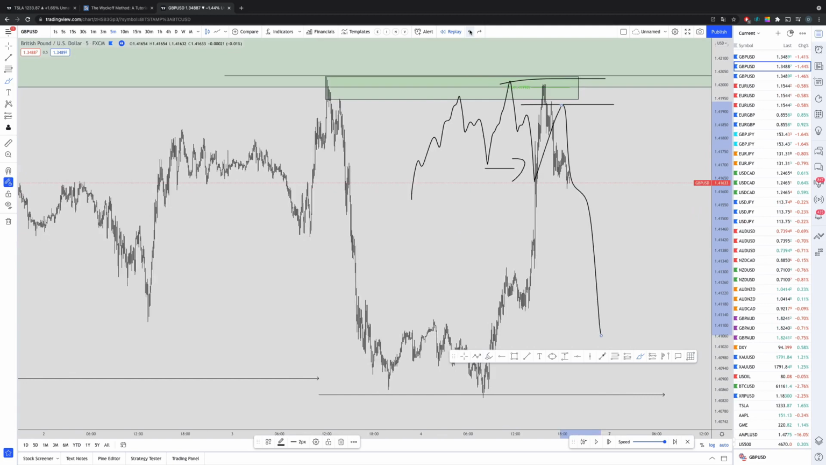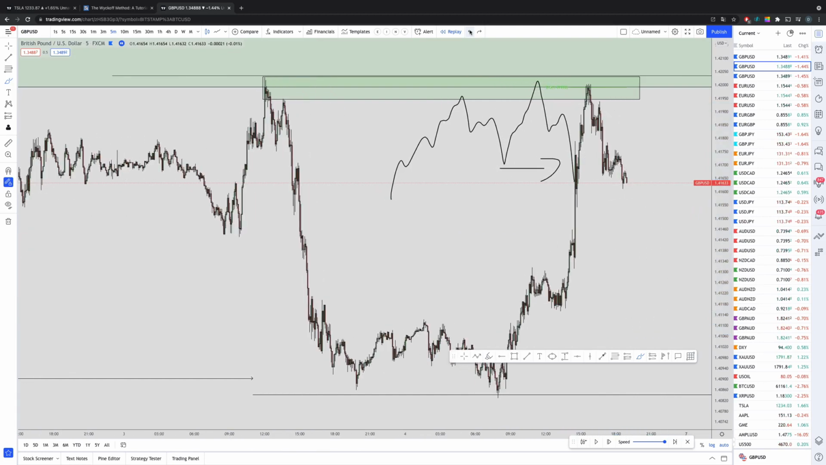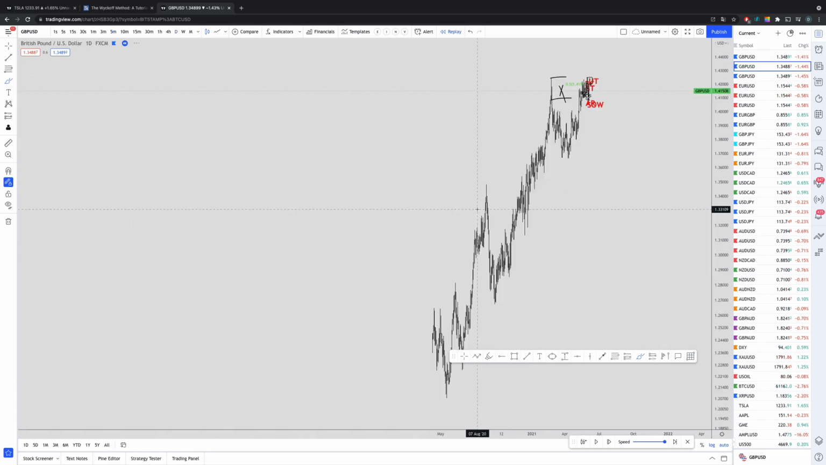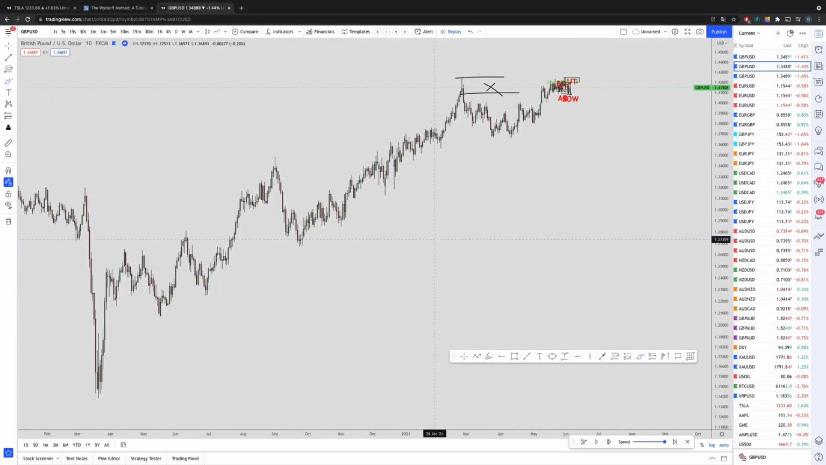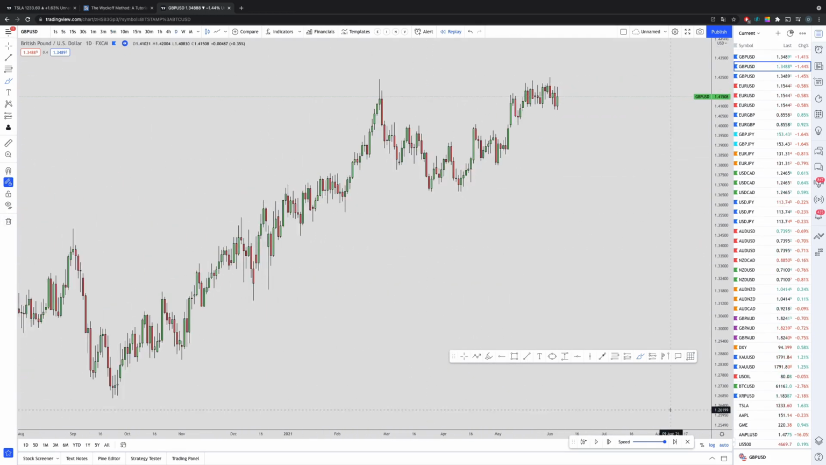Okay, in this case we've recognized it pretty nicely here on the higher time frame. Price reacted pretty well on it. It's actually a textbook example of Wyckoff. Okay, hopefully you got the point, guys.